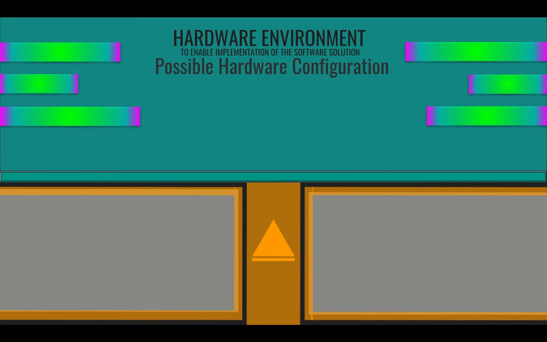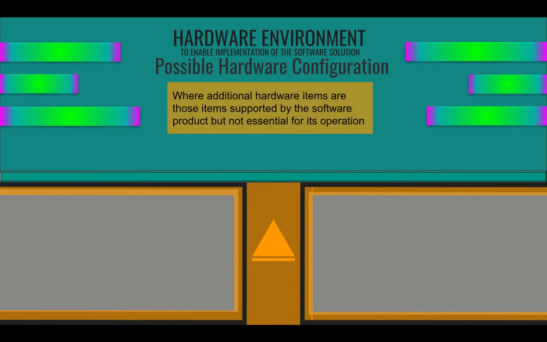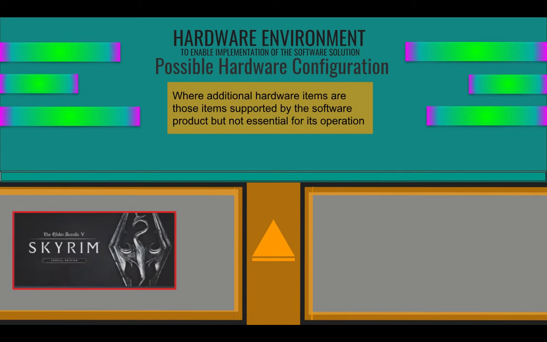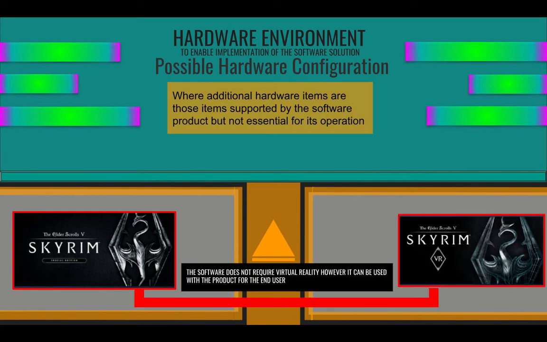A possible hardware configuration is when additional hardware is supported for a software solution. However, it is not required for the operation of the software. For example, a software solution might be made for a Windows computer where the user would use traditional controls over keyboard and mouse to operate the software. However, the software at a later date might come out with support for VR, meaning that VR is the possible hardware configuration, as the VR itself is not required for the software to function. However, it is supported by it.